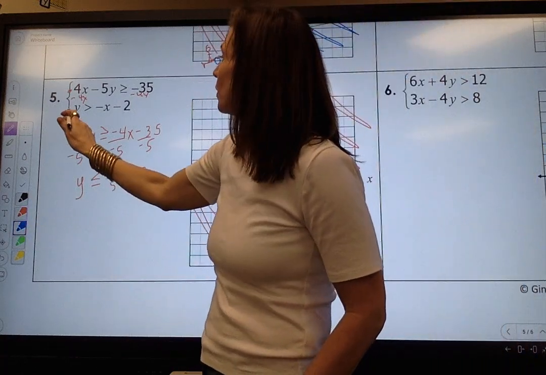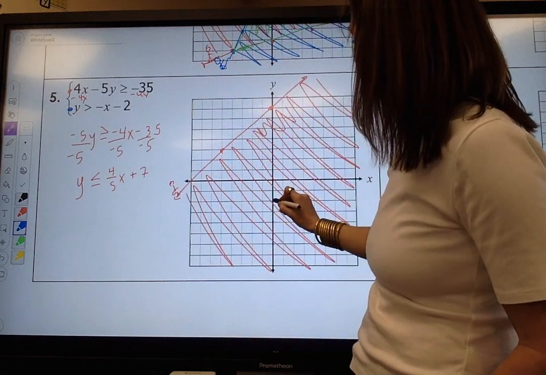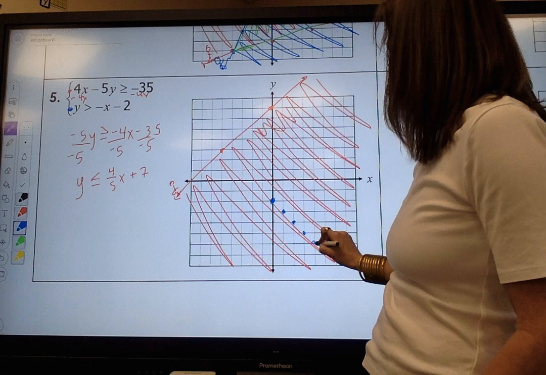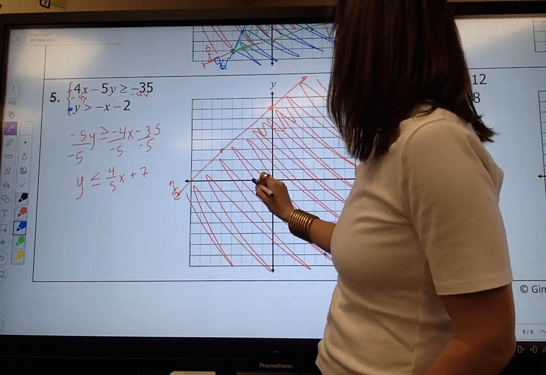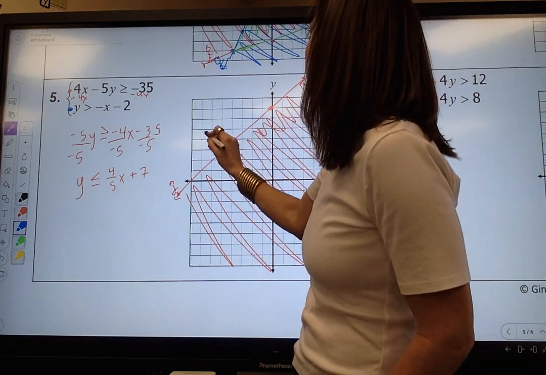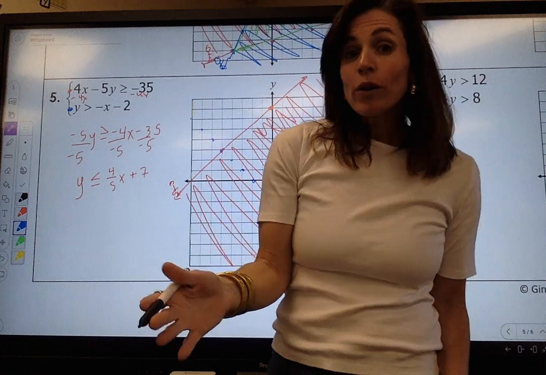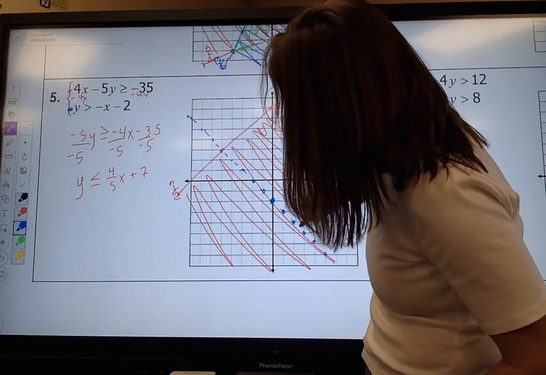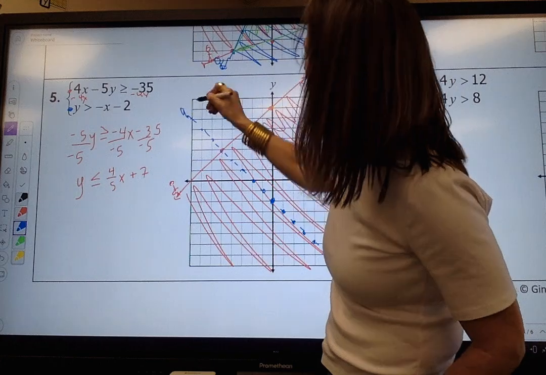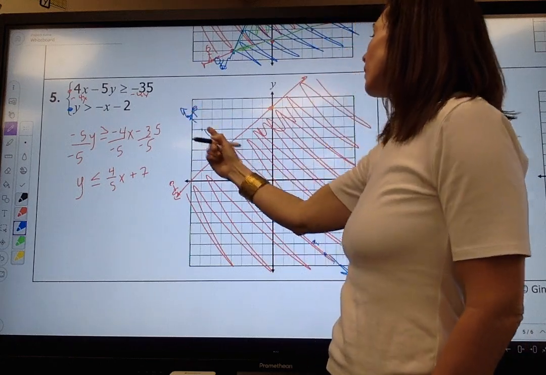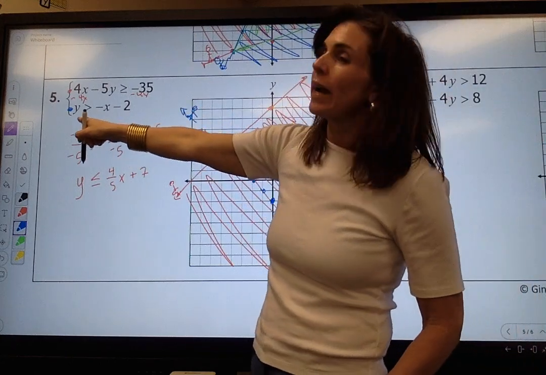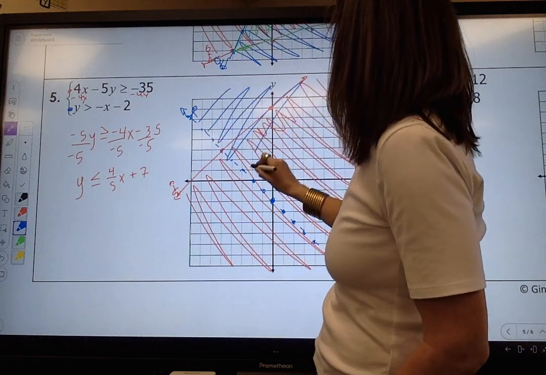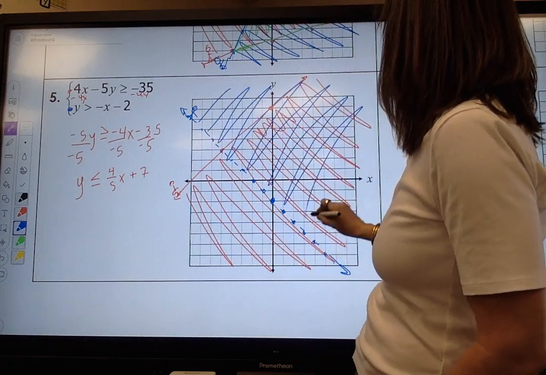And then in blue, I'm going to do this guy. My beginning point's negative 2. My slope is down 1 over 1, down 1 over 1. And those are what my points look like. It's greater than, so that means it's going to be a dotted line. Here's my skier going downhill, and it's y is greater than. So I'm going to shade above. All of this shading is above.